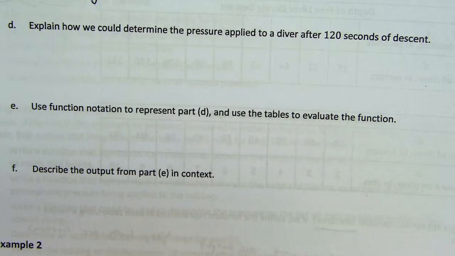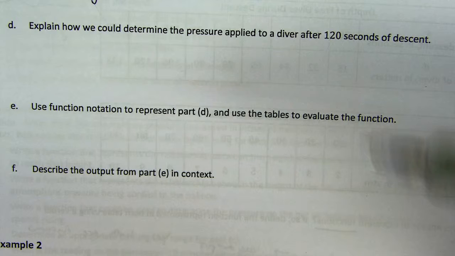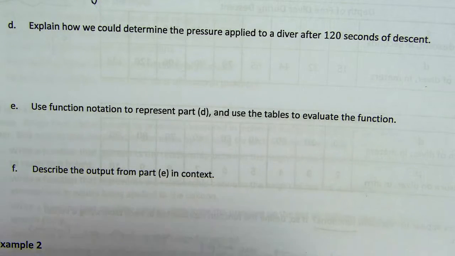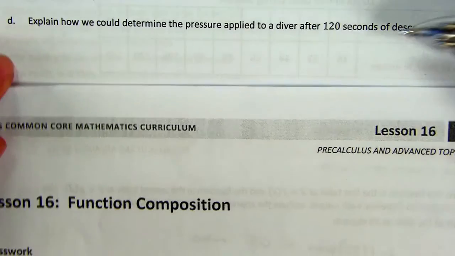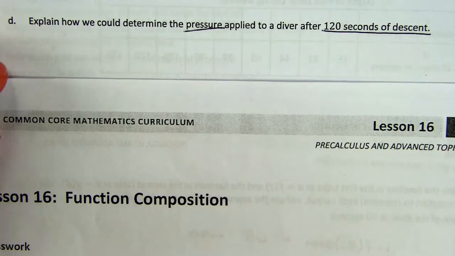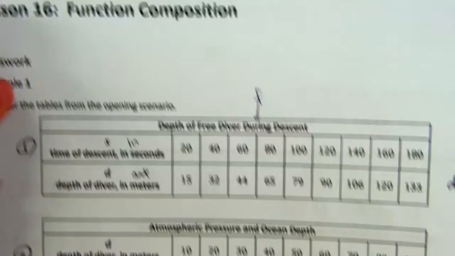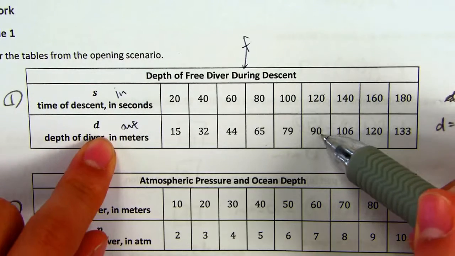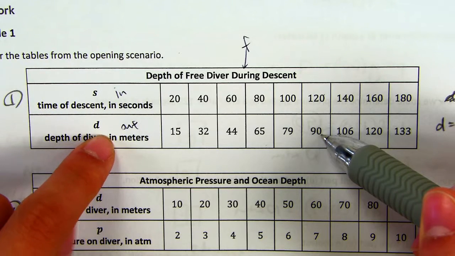Okay, this is the third video and hopefully the final video on example number 1. Here we are asked to explain how we would determine the pressure applied to a diver after 120 seconds of descent. So just based on how you would problem solve, I'm looking for the pressure, but what I'm given is seconds. If I take a look at the chart, I know that at 120 seconds, I have a depth of 90. And what does a depth of 90 tell me?